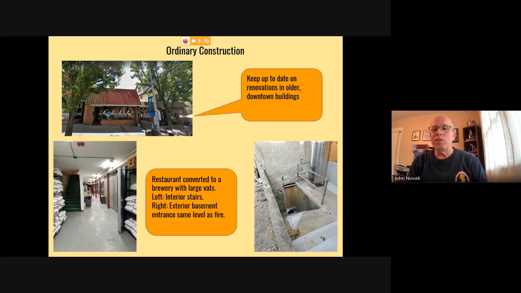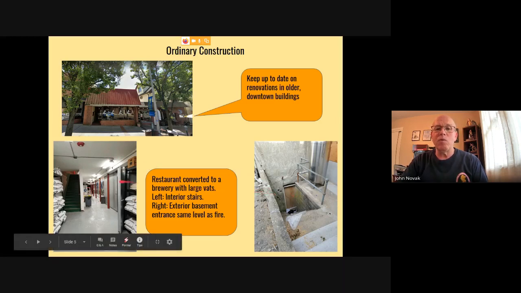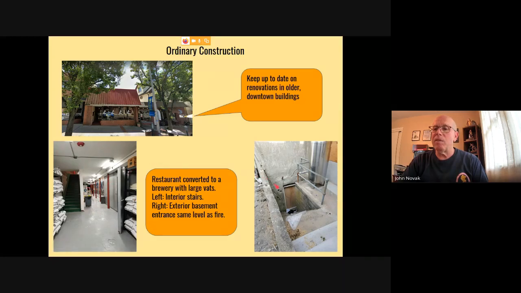So here's just an example. A restaurant converted into a brewery with large vats, right? On the left, the interior stairs, I'll bring my cursor down here. Here's interior stairs coming down from the first floor, all right? To the right, this would be the exterior of this building. So if you look all the way back here where my cursor is, this is that back door coming out. So there's a rear access to this building.